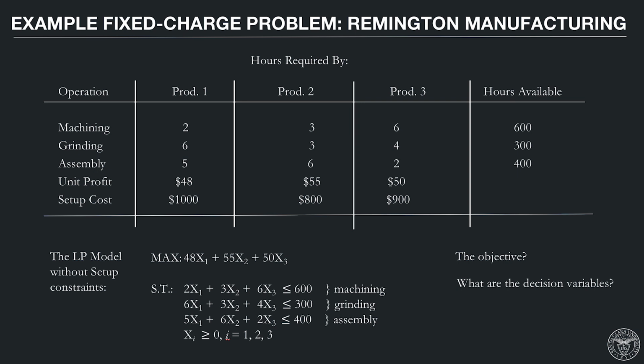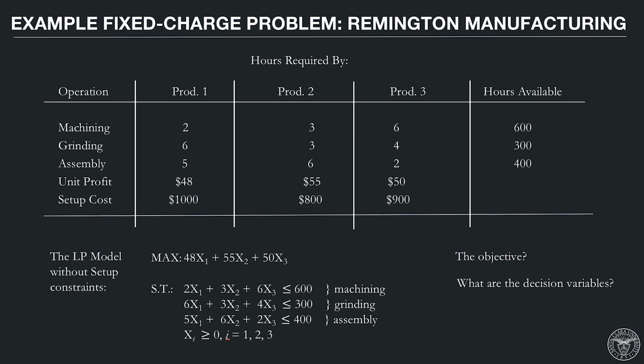Subject to the constraints, for machining department, we are going to have 2x1 plus 3x2 plus 6x3 less or equal 600. For grinding department, we have 6x1 plus 3x2 plus 4x3 less or equal 300. For assembly department, we are going to have 5x1 plus 6x2 plus 2x3 less or equal 400. Of course, we are going to have the non-negative constraint xi larger or equal to 0 for all i equal to 1, 2, 3.